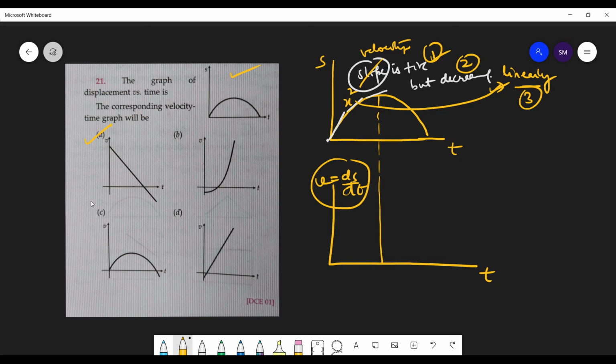Yes, sir. So that's the graph of a ball thrown upwards. Is this clear? Yes, sir. Okay. Let us do the next question then.